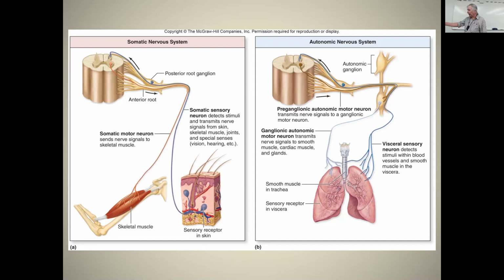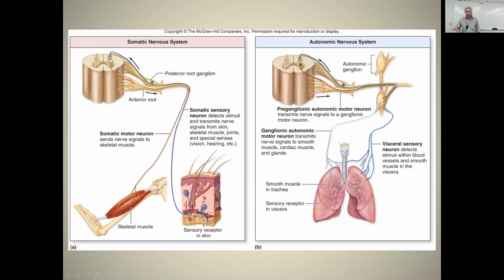for example. In a reflex, like in a somatic nervous system here, so you have somatic sensory, something touches you, you get somatic sensory information, goes in through the posterior root into the spinal cord, and then you get a motor neuron coming out to skeletal muscles where you move in response to that.